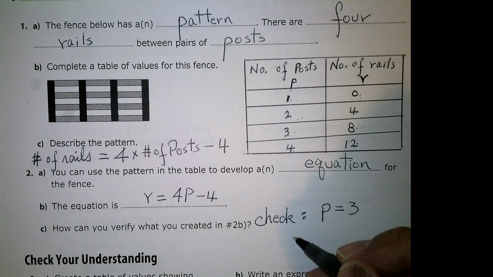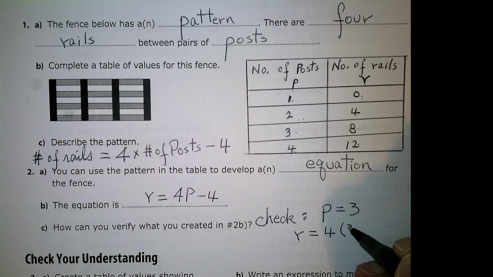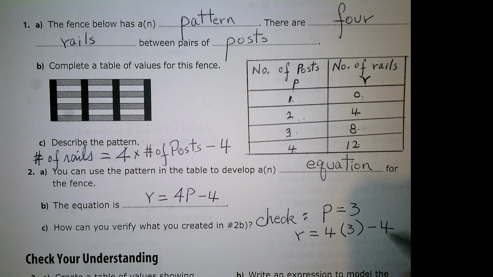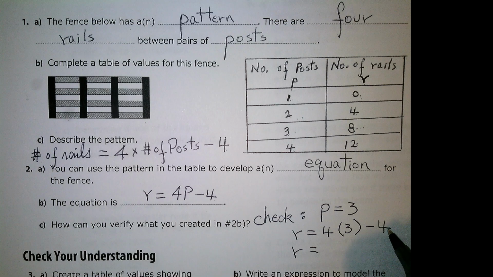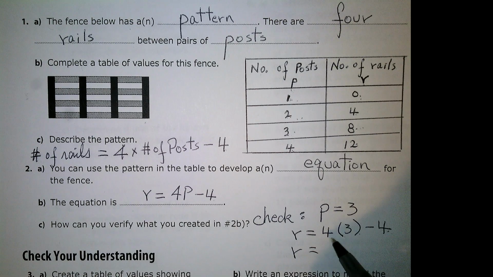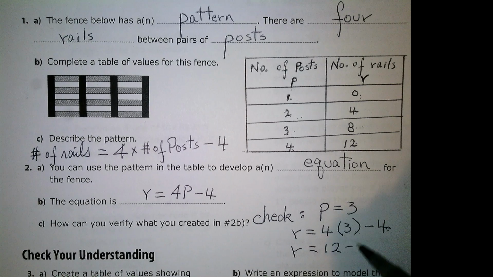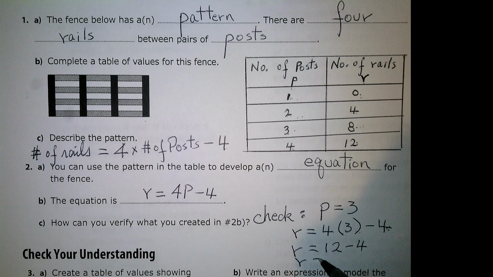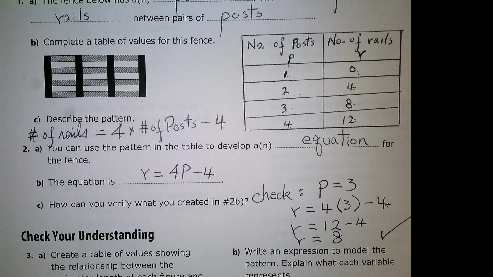So I'm going to substitute 4 bracket 3. This substitution process directly relates to question number 6 on the Get Ready page. So 4 times 3 minus 4, so 12 minus 4, and that's equal to 8. Correct. Okay?